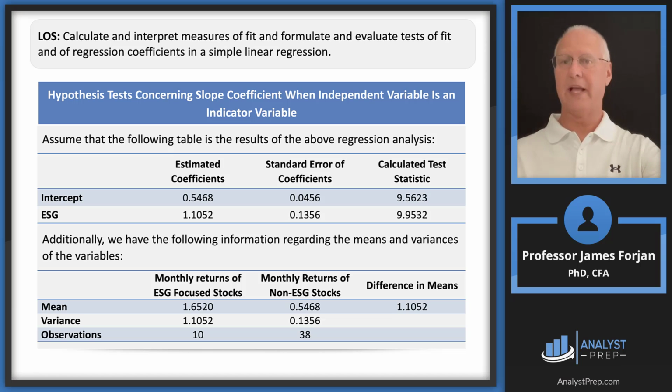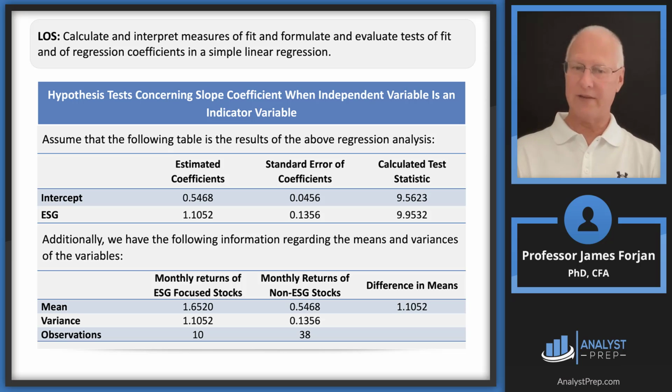Now, a couple of other interesting things about this dummy variable technique is that if you look at the second table down there, there's a mean and a variance. There are 10 observations for focused stocks and 38 observations for non-focused stocks. So there are the means and there are the variances. Oh, so what I want you to do is look at the monthly returns of the non-ESG stocks. What's that number? 5468. Notice that that's the coefficient for the intercept term. Because of the way the mathematics works, when we're performing this least squares criterion, those two numbers are always going to be the same.